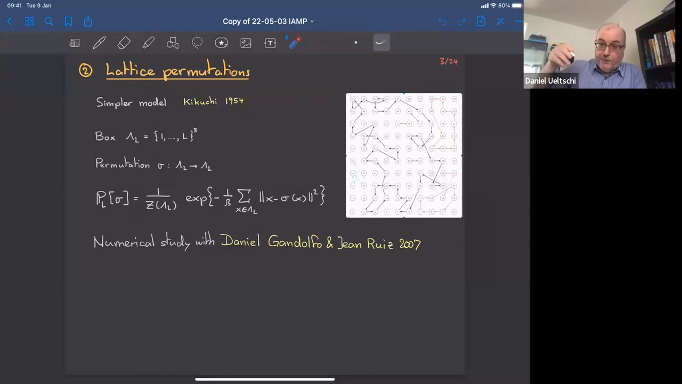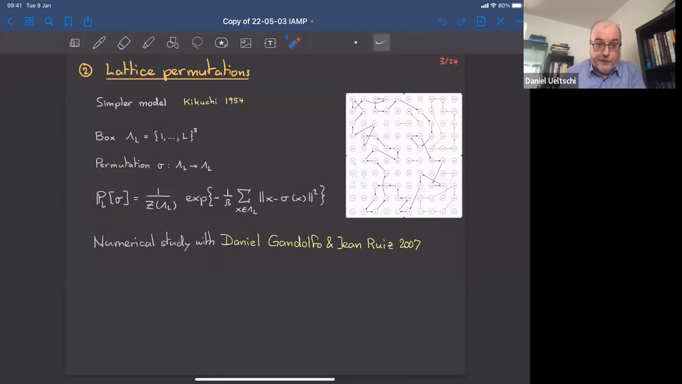Then we look at the probability on those permutations given over here. The probability of a given permutation is proportional to this expression. There is this parameter 1/beta, which turns out to be 1/beta and not beta. Then we take the sum over all sites of the square of the distance traveled by these sites. This comes from the Brownian bridges in Feynman-Kac.